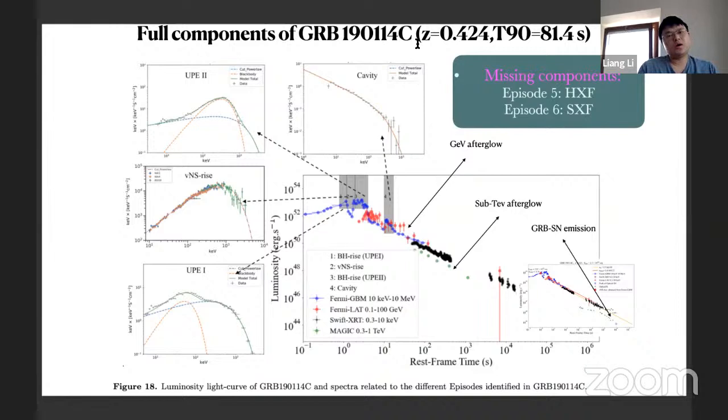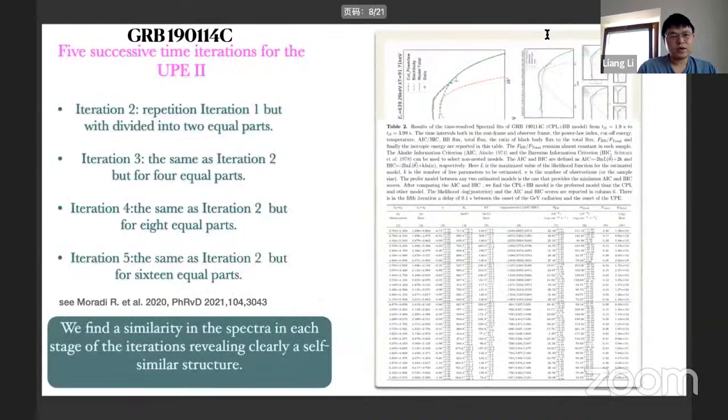This source is very close. The redshift is 0.4 and the duration corrected to the rest frame is 18.1 seconds. Because we found that the UPE2 phase is very bright, we tried to perform a detailed time-resolved analysis. We performed 5 successive iterations.